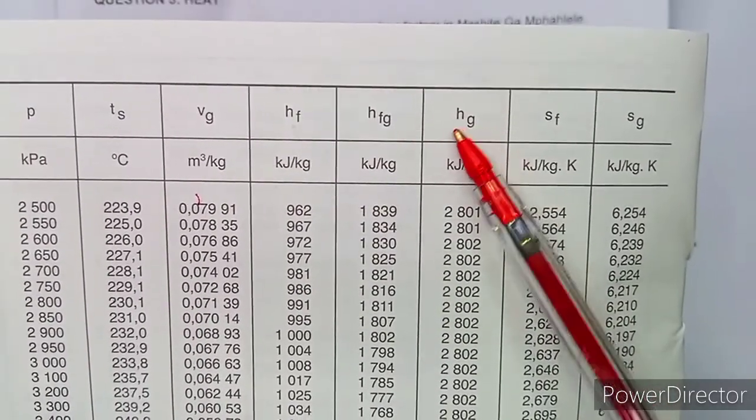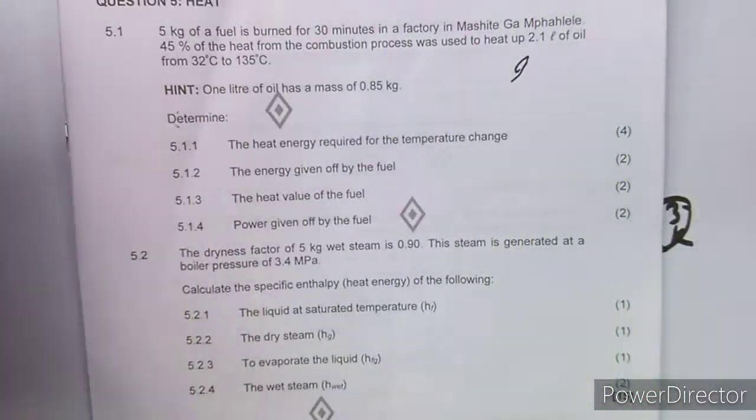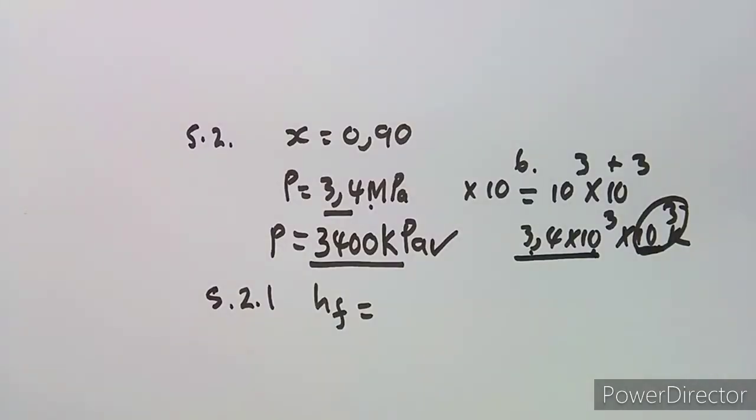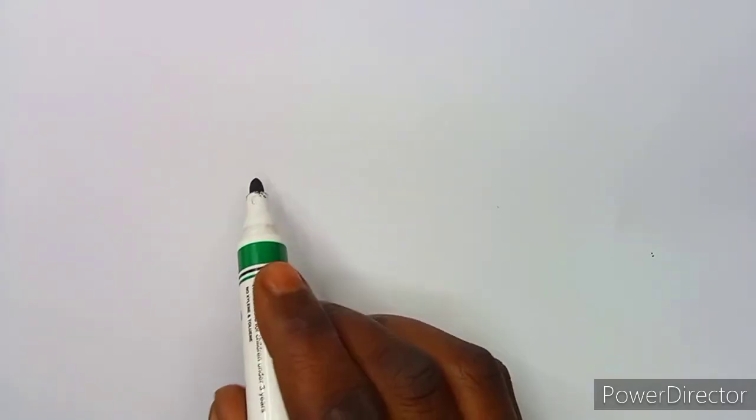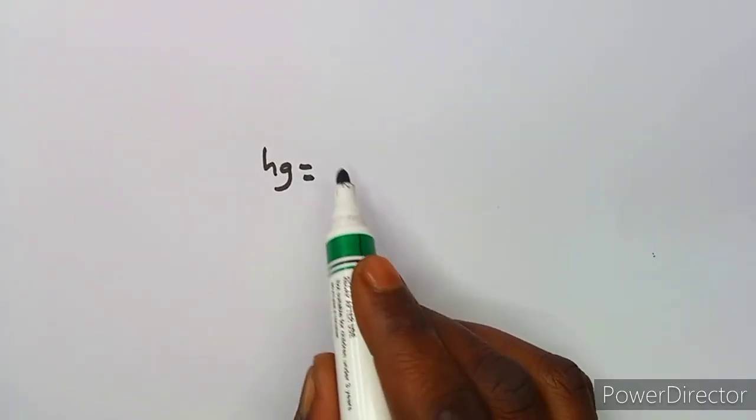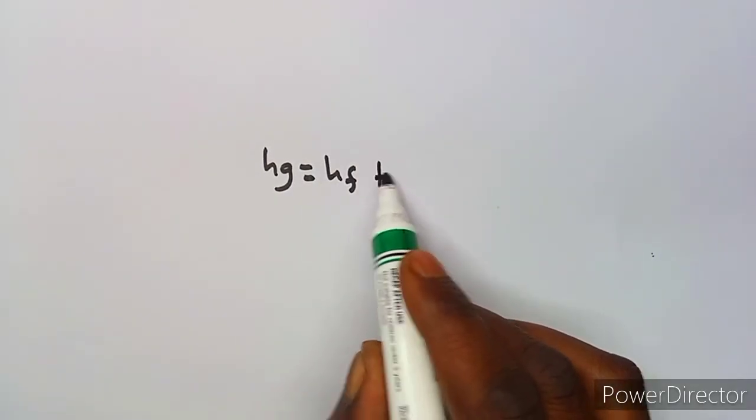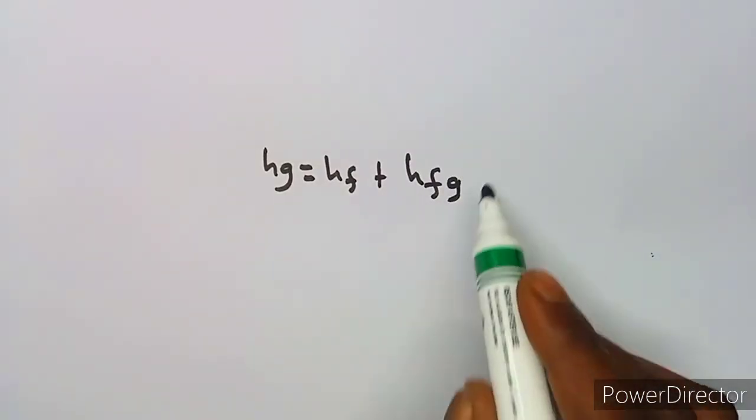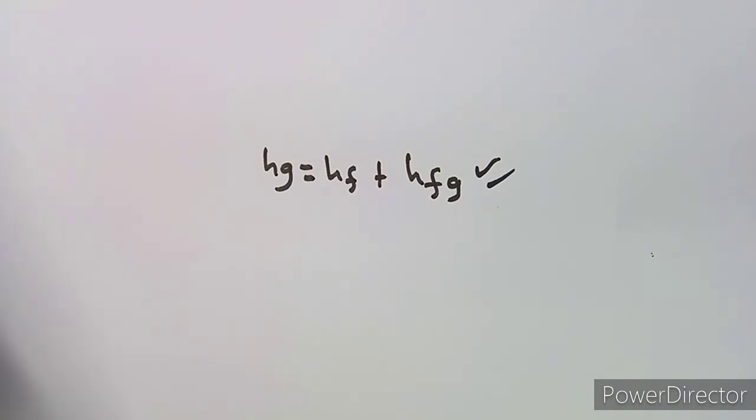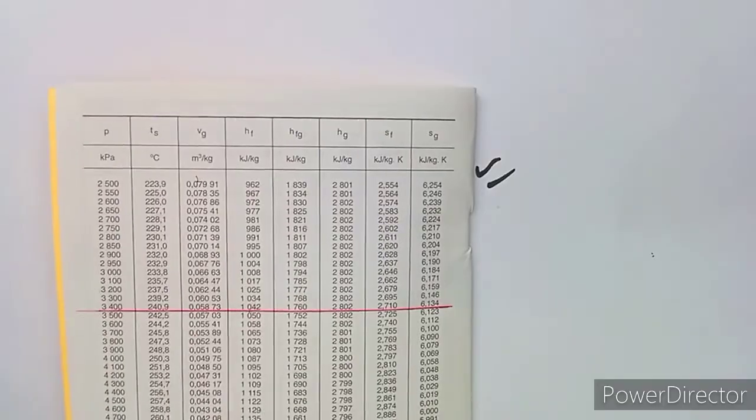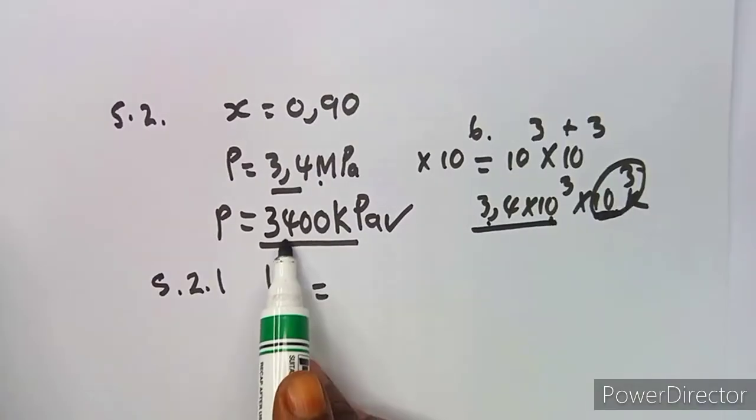All these values are there, and these two can be connected. You must know this relationship between HG and HF: HG is equal to HF plus HFG. It's another relationship that you're supposed to know. They can add together.